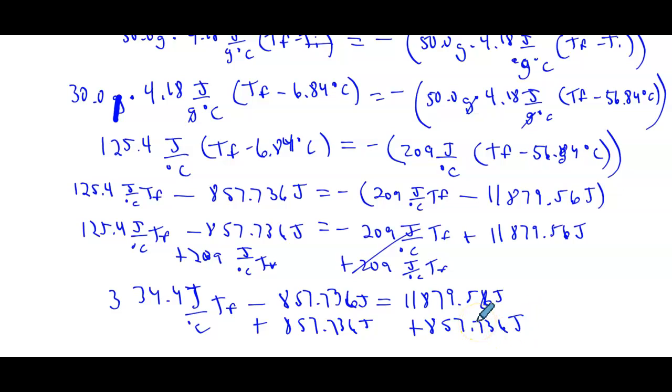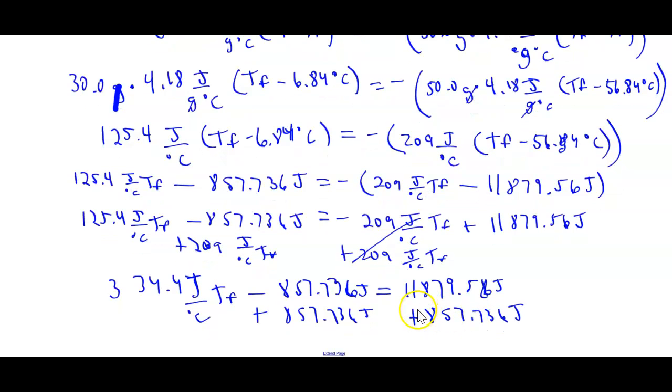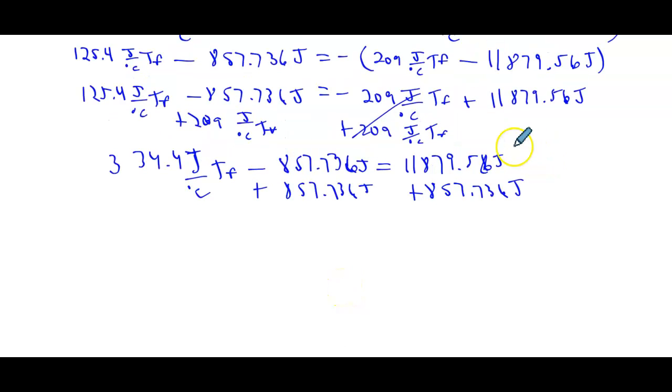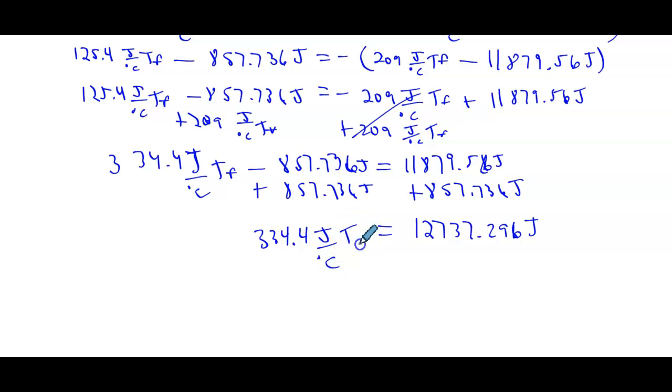So I'm going to take 11,879.56 plus 857.736, and on that side I'm going to get 12.737, and I'm not doing sig figs at all here, but that's fine. You can just write what's on your calculator or not worry about clearing it. On this side, remember that we had 334.4 joules per degree Celsius T sub F, right? Because this is going to go away.